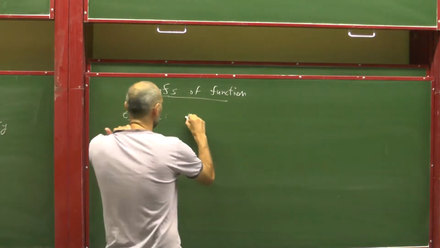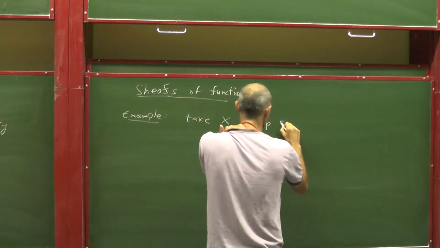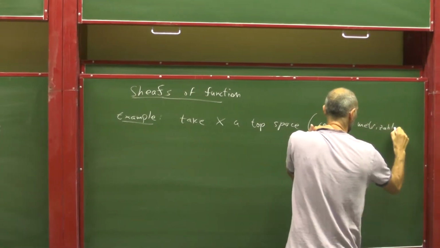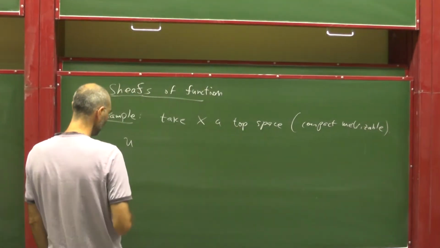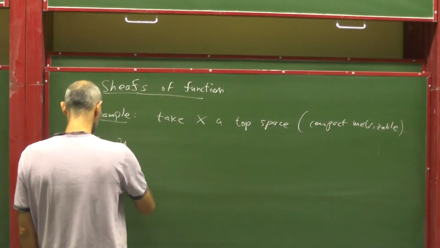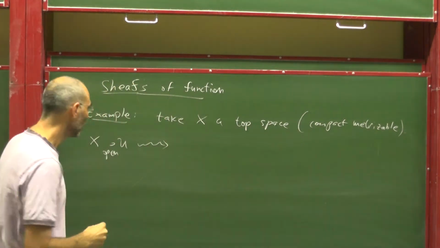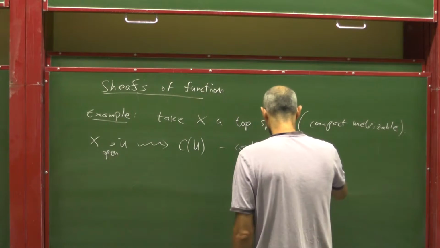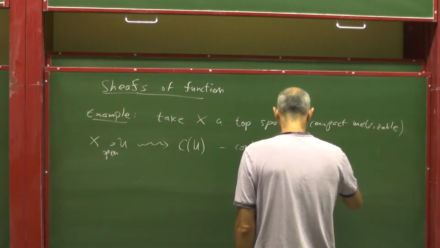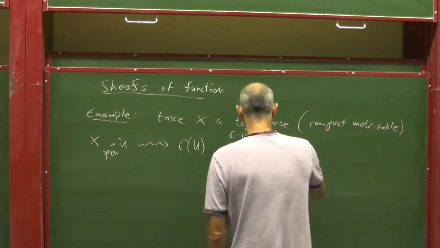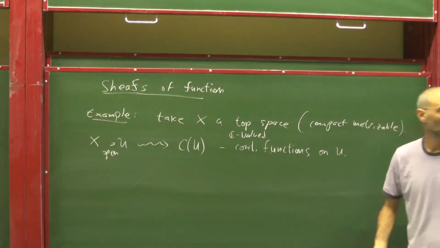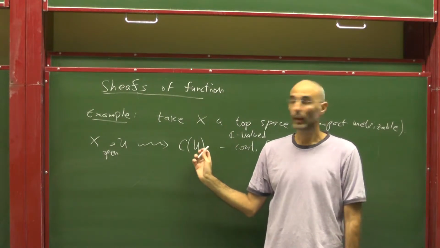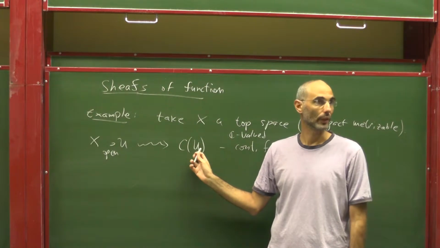Take X a topological space, say compact metrizable, something you are happy with. For every U open in X, one can associate the space C(U) of continuous functions, say complex valued, on U. Every continuous function on X restricts to a continuous function on U, but maybe this is richer, in the sense that we may get more functions.